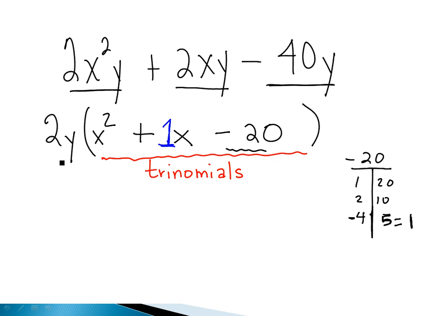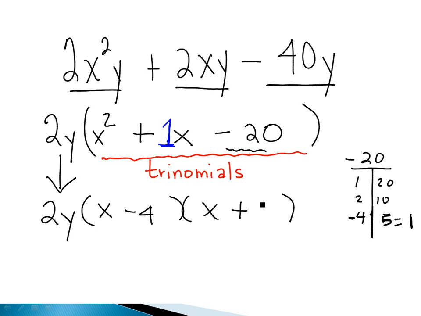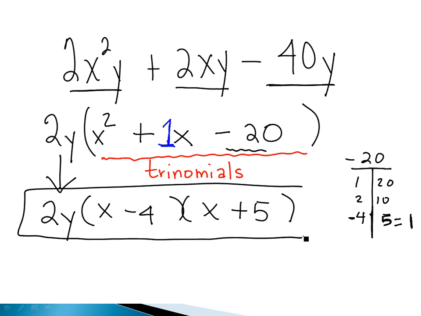Alright, so do not do anything to that 2y, but bring it down. Do not get rid of it. It is also a part of the factors to the original problem. So the factors for x squared plus x minus 20 is x minus 4 and x plus 5. So we have 2y times x minus 4 times x plus 5 as the answer.